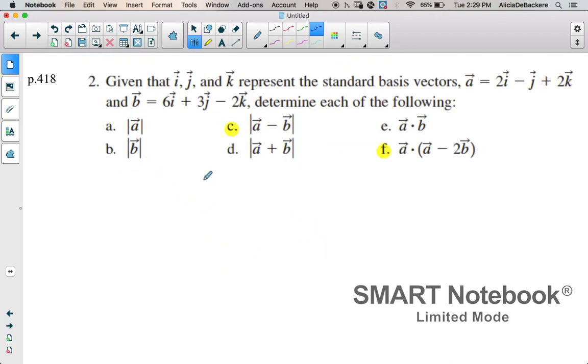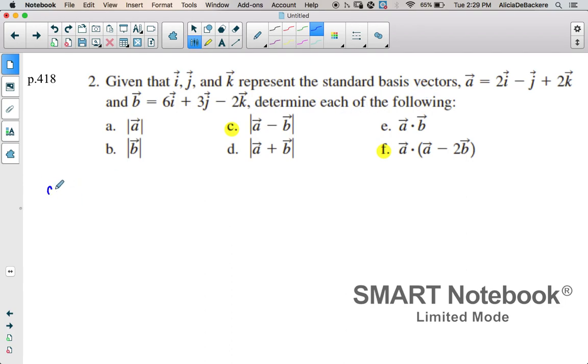The second question that I had was number 2, C and F. So given that i, j, and k represent the standard basis vectors, and we've got that A is 2i minus j plus 2k, and B is 6i plus 3j minus 2k, determine each of the following.